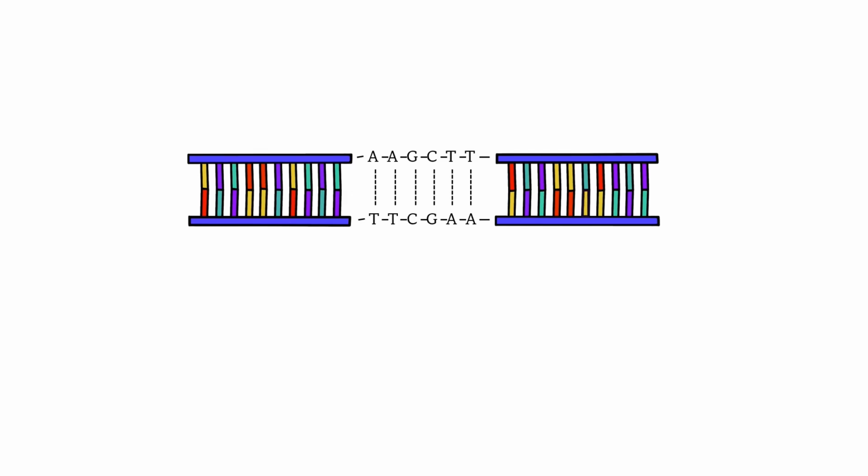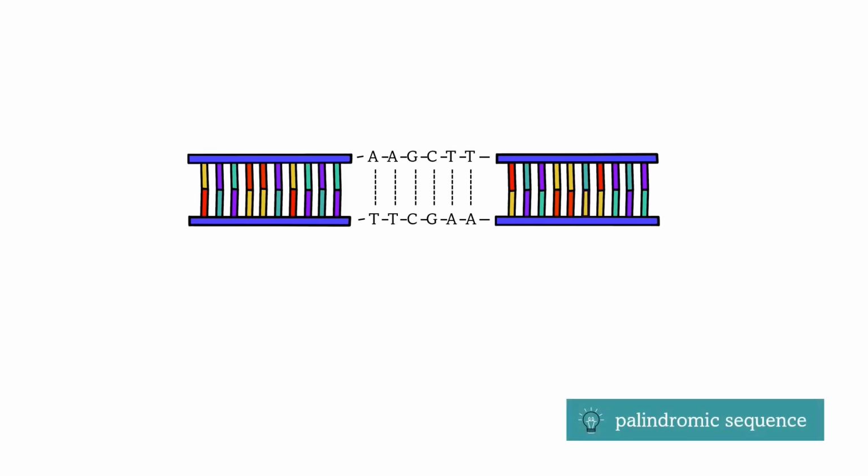These recognition sequences are usually palindromic, which means that they read the same on the two complementary DNA strands in the 5' to 3' direction.